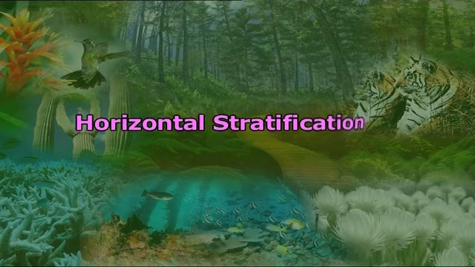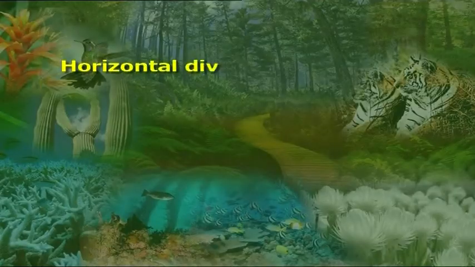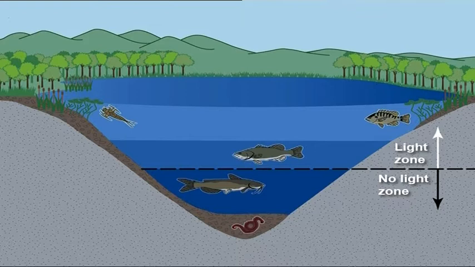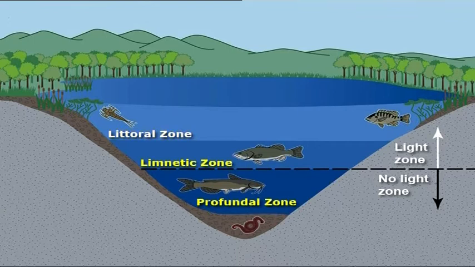Let us start with the horizontal stratification first. A community may be divided into sub-communities which are units of homogeneous life forms and ecological relations. These horizontal divisions constitute the zonation in the community. In shallow ponds, the zonation is very little. However, in deep ponds and lakes, there may be recognized three zones, viz. littoral zone, limnetic zone and profundal zone. In each zone, organisms differ from each other.